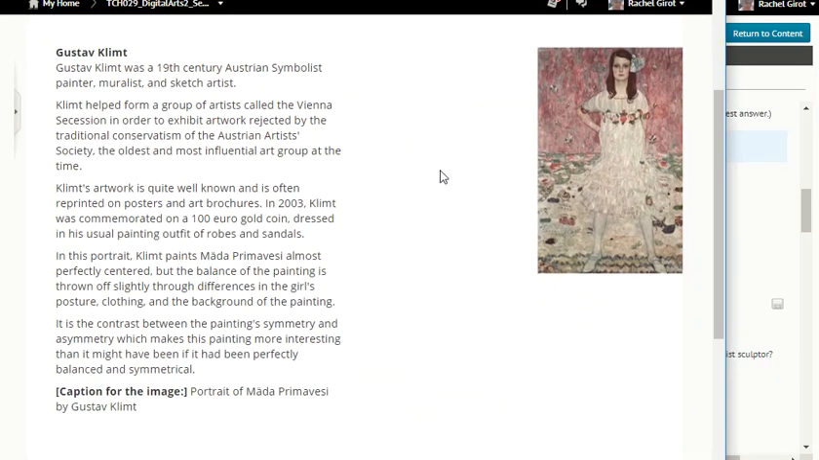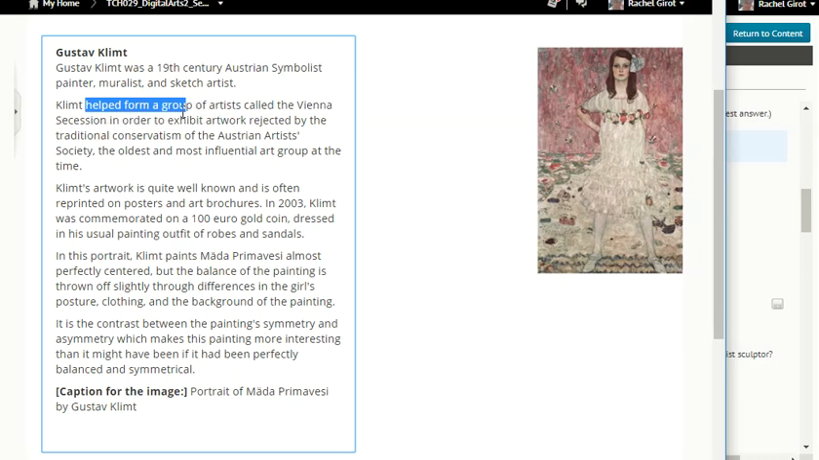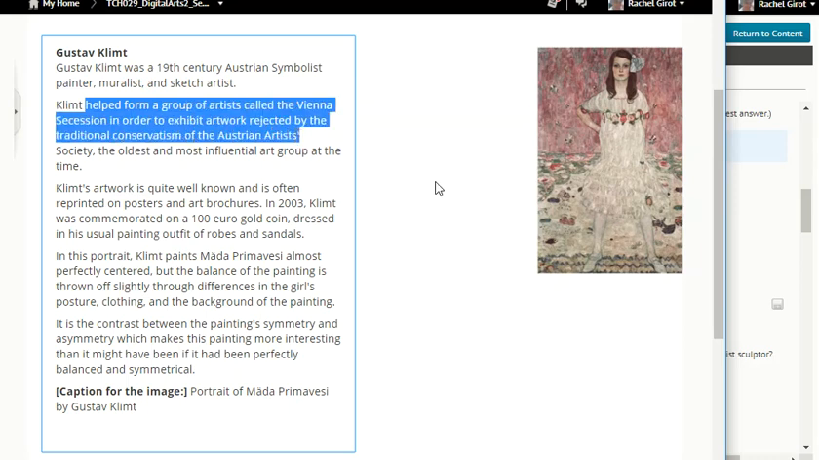Gustav Klimt was a 19th century Austrian symbolist painter, muralist, and sketch artist. Klimt helped form a group of artists called the Vienna Secession in order to exhibit artwork rejected by the traditional conservatism of the Austrian Artist Society, the oldest and most influential group at the time.